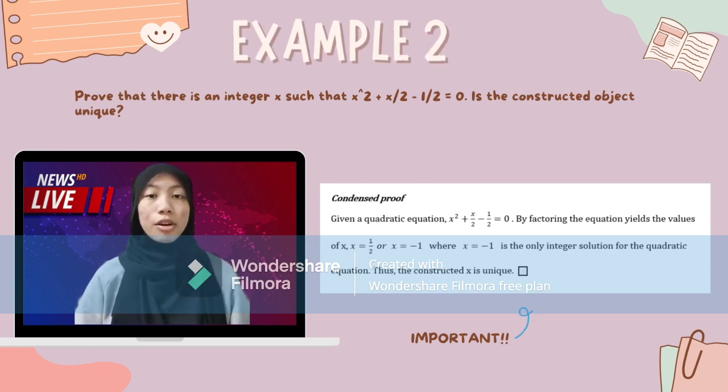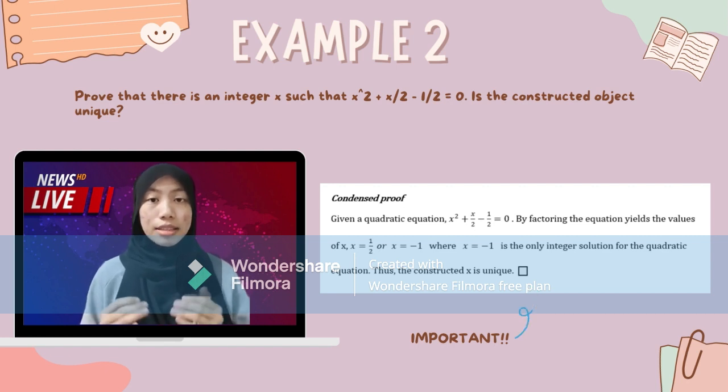Last but not least, the condensed proof for this example is: given a quadratic equation x squared plus x over 2 minus 1 over 2 equals 0. By factoring the equation, we get the values x equals 1 over 2 or x equals negative 1, where x equals negative 1 is the only integer solution for the quadratic equation. Thus, the constructed x is unique. And don't forget to put the small box at the end of the proof.